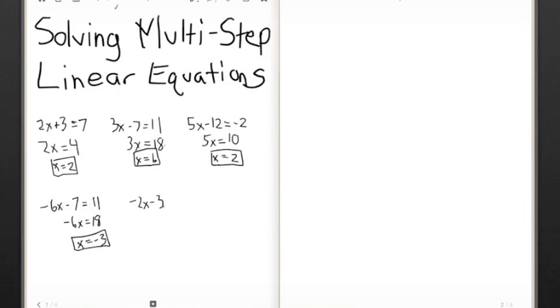Negative 2x minus 3 equals negative 10. Move the negative 3 over to this side. Negative 2x equals negative 7. Divide both sides by negative 2. And x equals 7 over 2. That's negative 7 divided by negative 2. So it's positive 7 over 2.